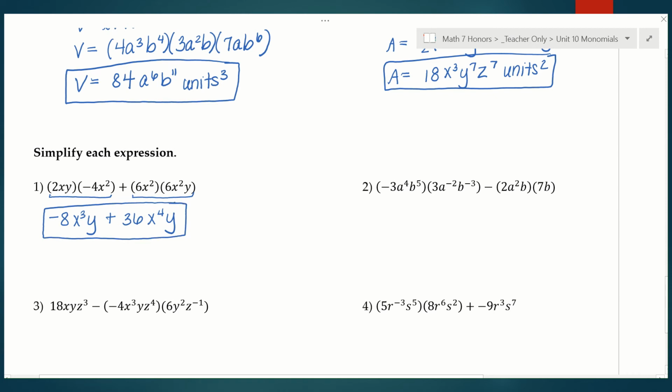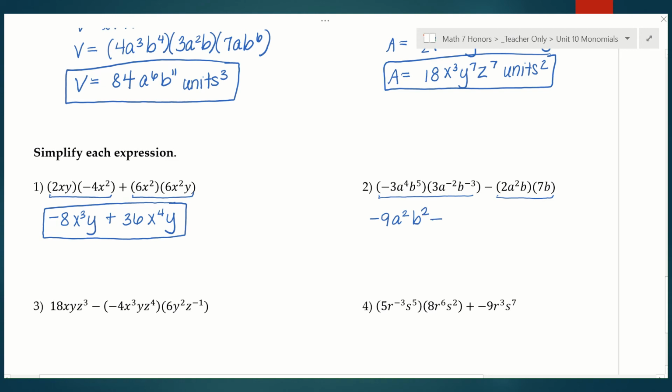Okay, let's look at number 2. So I have multiplication, subtraction, and multiplication. So I'm going to do the multiplication first. So my coefficients, negative 3 times positive 3 gives me negative 9. A to the fourth times a to the negative second gives me a to the second. B to the fifth times b to the negative third, if I add those, I get b to the second.